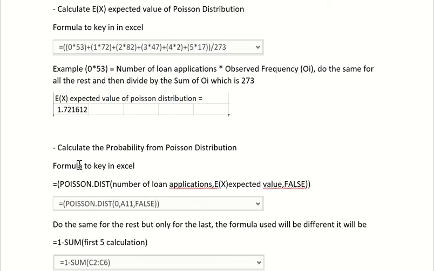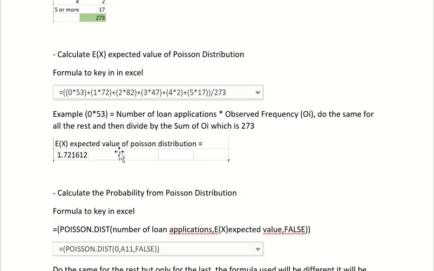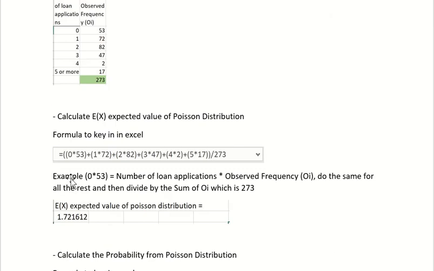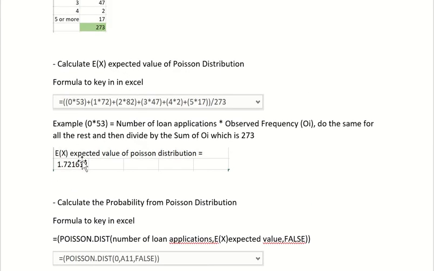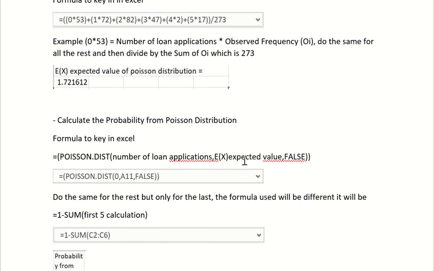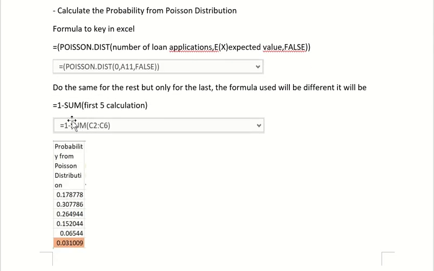Then the next step will be to calculate the probability from the Poisson distribution. The formula will be POISSON.DIST, open bracket, 0, which is the number of known applications, as following, then A11, which is the expected value of the Poisson distribution, and then FALSE. Do this for each and every one except for the last one. The formula will be different. It will be 1 minus the sum of the first 5 calculations of the probability from the Poisson distribution.